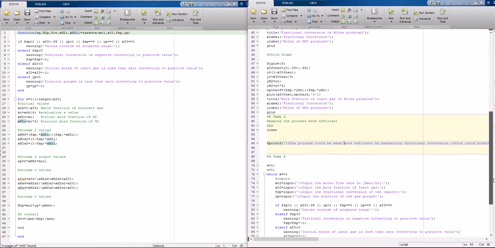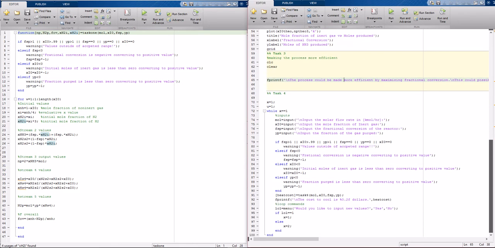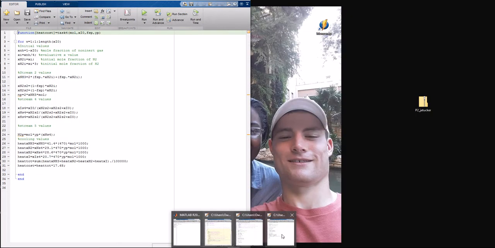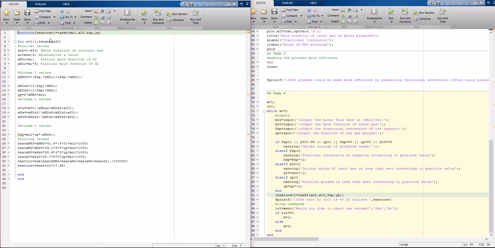Now, our fourth task is basically going to do the same thing as our first. It's going to check the values in the main script, make sure they're all positive, just like the last one, no negatives or anything like that. Then we're going to send it to the function task 4, excuse me. Task 4 is going to take the values of moles, initial inert gas, fractional conversion, and moles purged, and it's going to figure out your ammonia and all that.